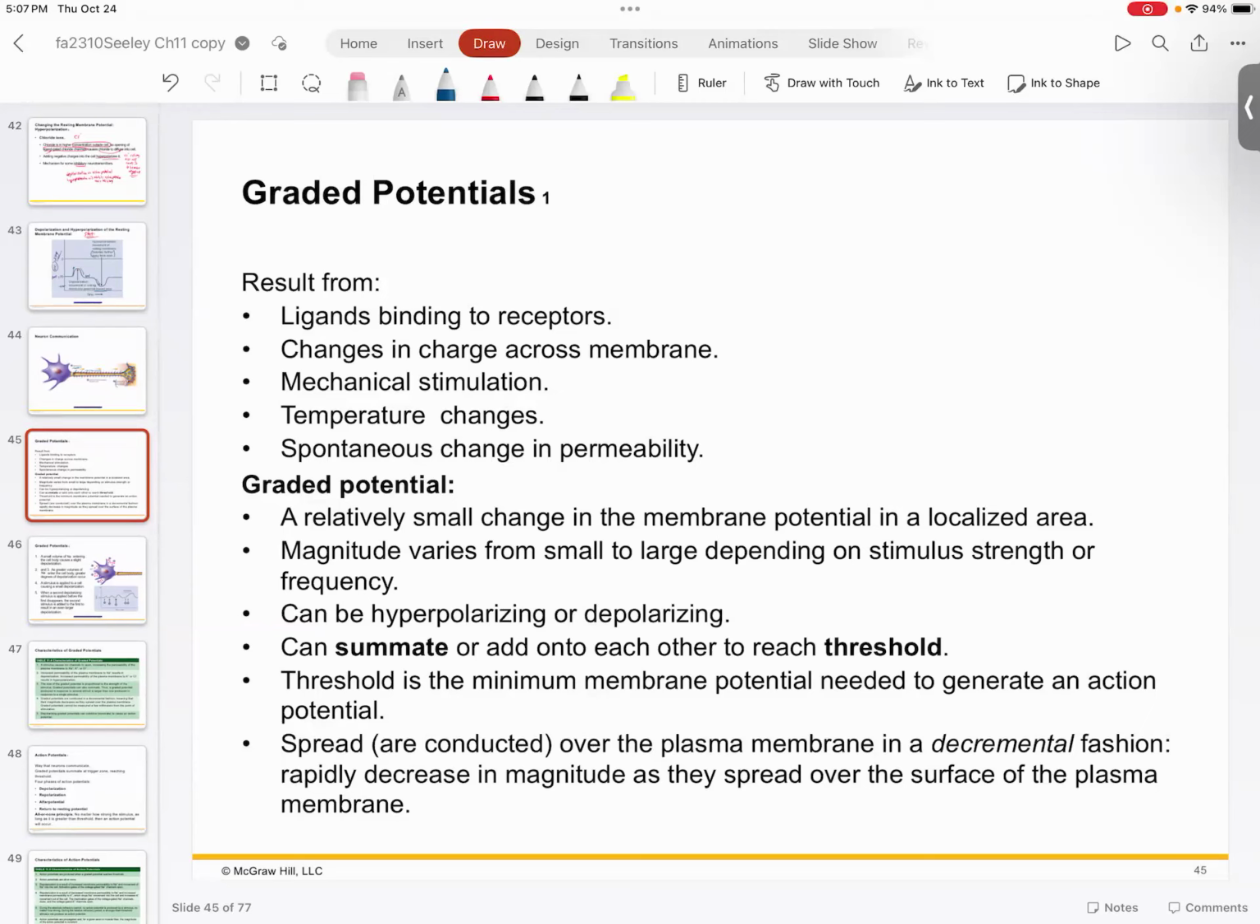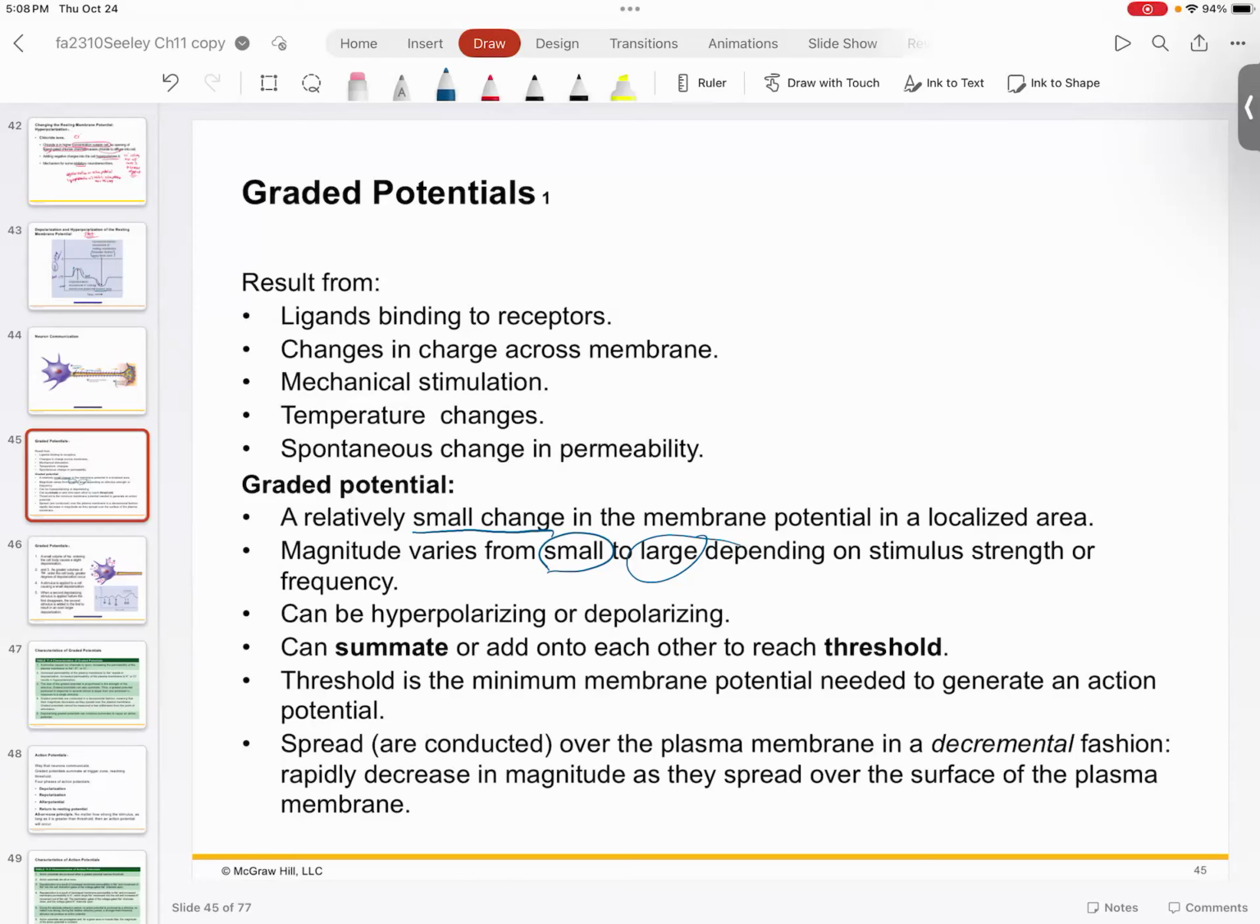And so graded potentials usually are small changes in the membrane potential, generally in a local area. And so the intensity of a graded potential can vary. It can be quite small, it can actually be quite large, and it depends on the strength of the stimulus or the frequency of the stimulus.